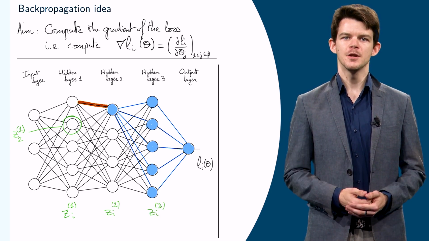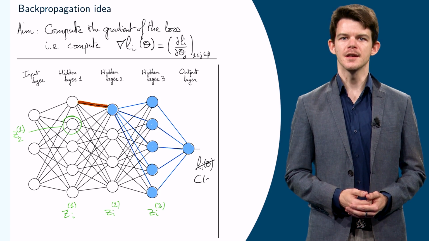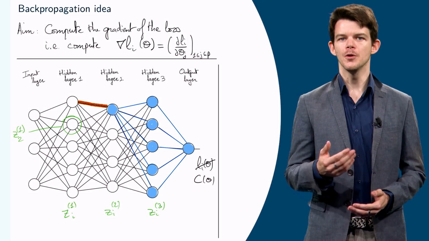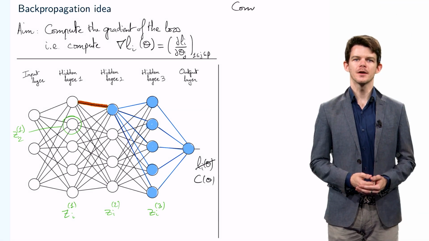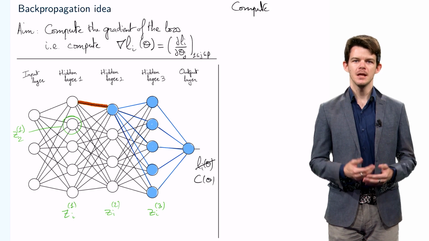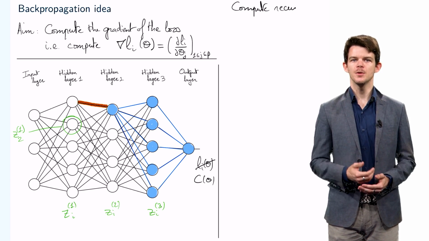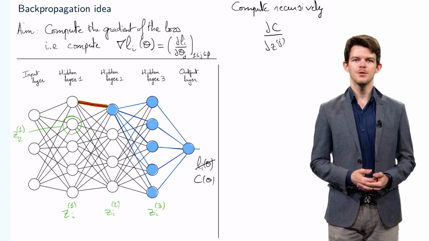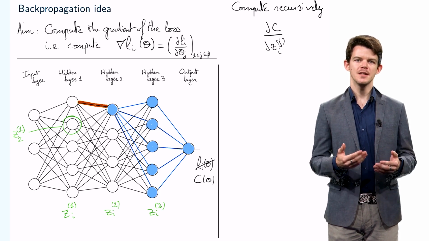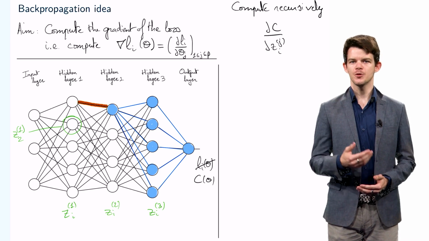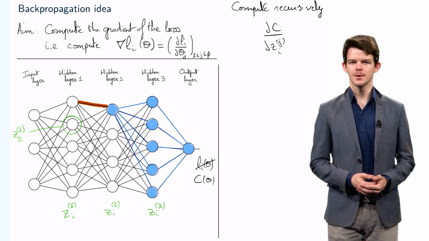To simplify notation a bit, we're going to denote by C(θ) the loss function, which can be computed on one observation or on a batch of observations of any size. The fundamental remark underlying the backpropagation algorithm is noticing that it is easy to compute recursively the partial derivative of C with respect to any Zji. In turn, if you have access to this quantity for all neurons in the network, you can easily compute the partial derivative of C with respect to any parameters of the network.